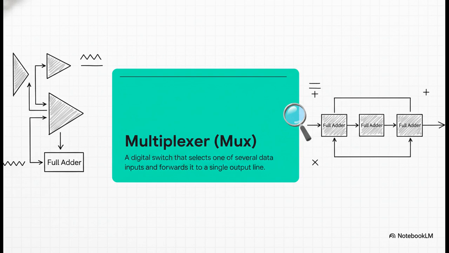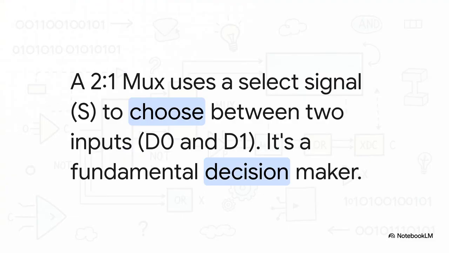Imagine a bunch of train tracks all trying to merge into one main track. The MUX is like the switch operator who decides which train gets to go onto that main line. It takes a whole lot of inputs and selects just one to pass through. And, at its core, it's incredibly simple.